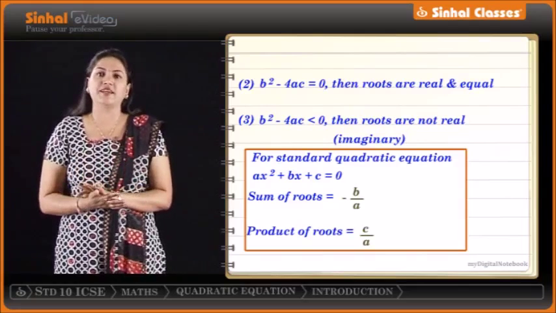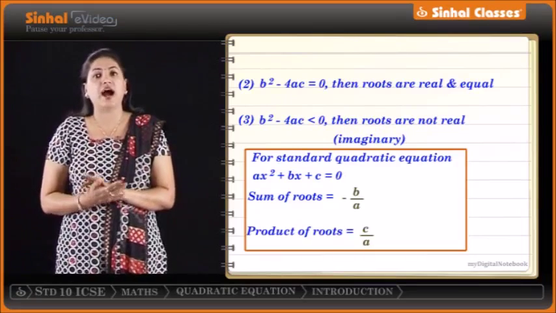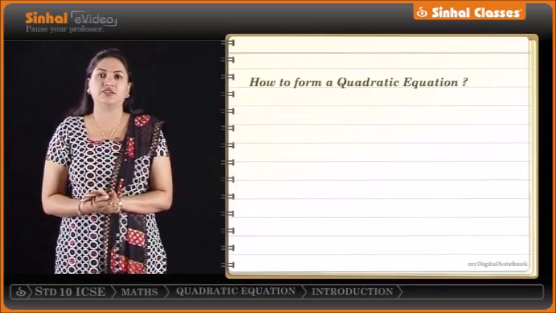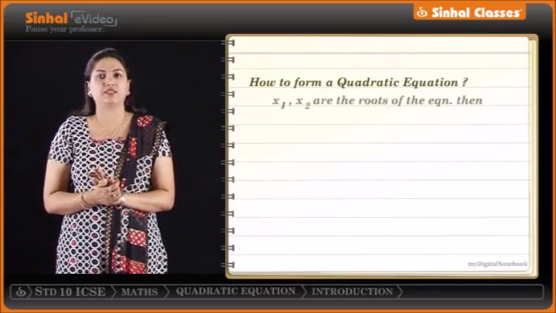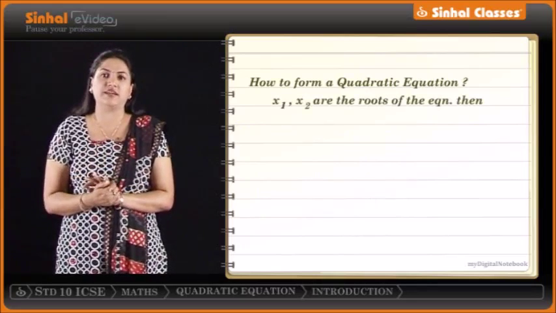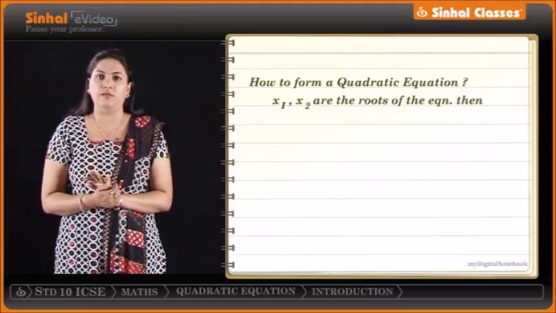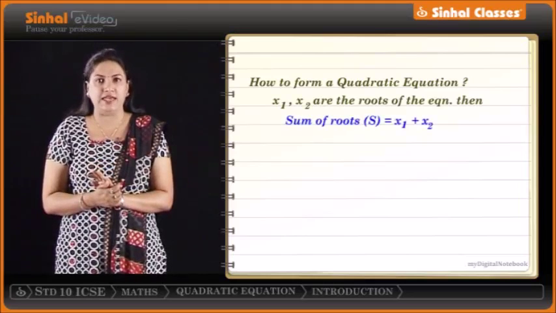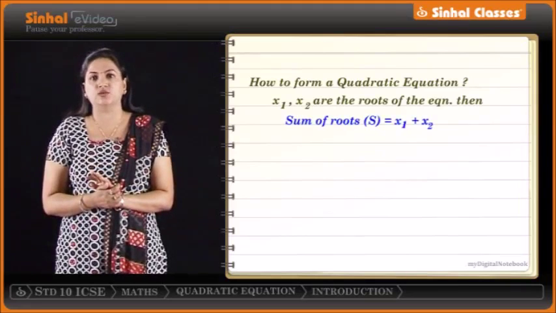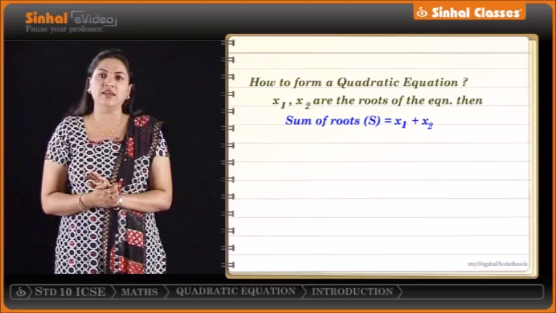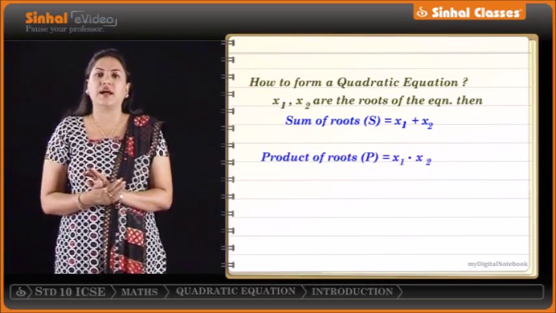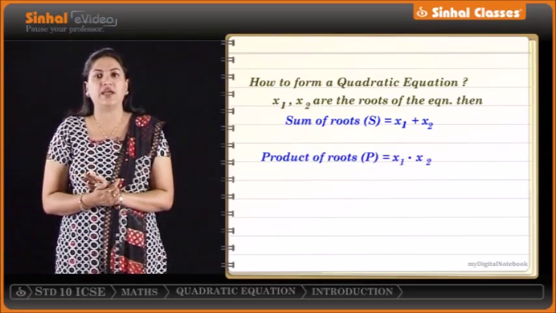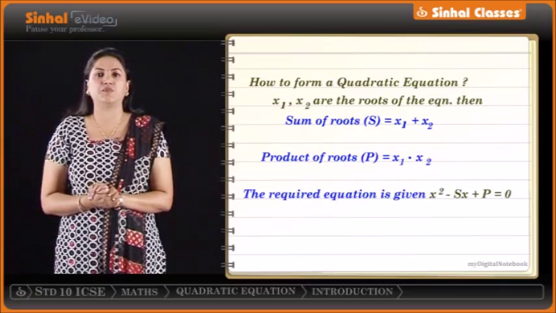Now, suppose we are given the two roots of the equation. How can we form the quadratic equation using those two roots? That can be done as follows: let x1 and x2 be the two roots of the quadratic equation which we want to form. Then the sum of the roots s will be x1 + x2 and the product of the roots p will be x1 × x2. Then the quadratic equation can be framed as x² - sx + p = 0.